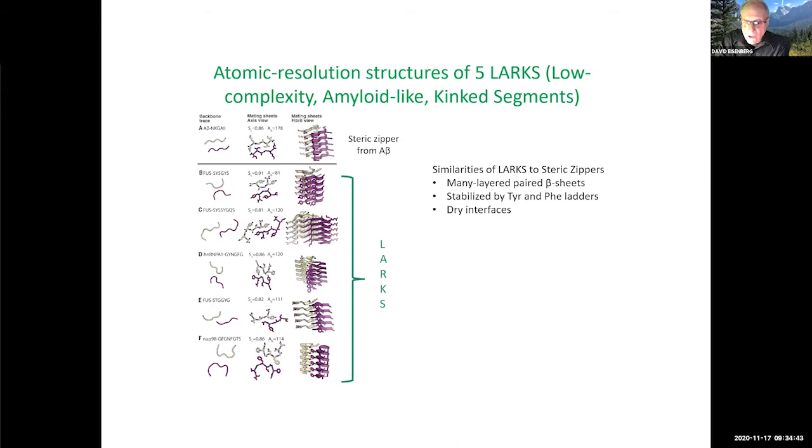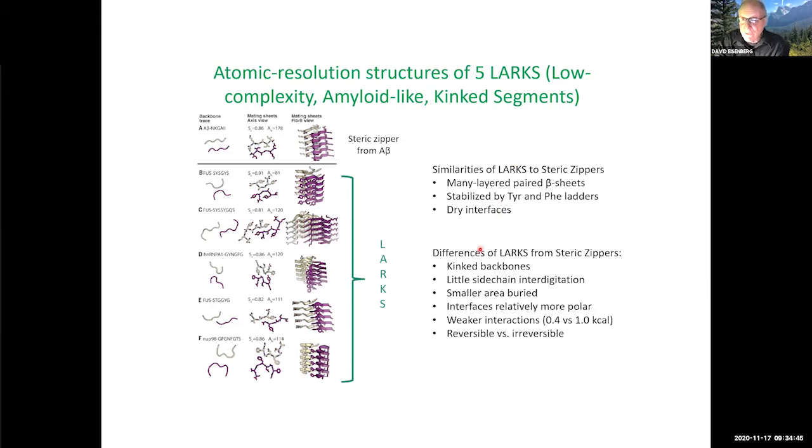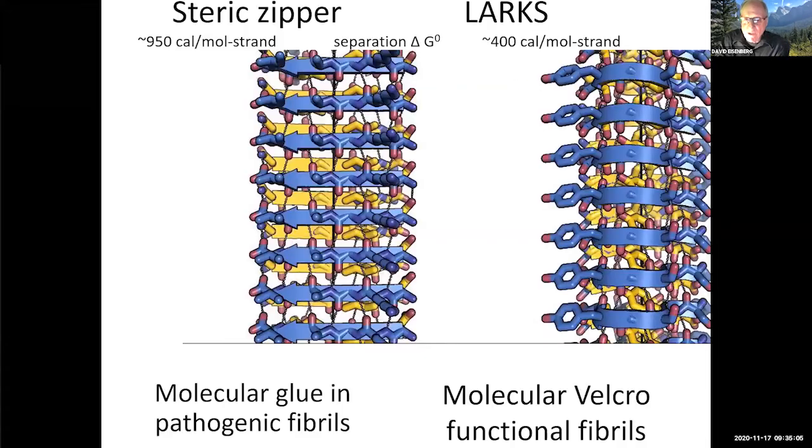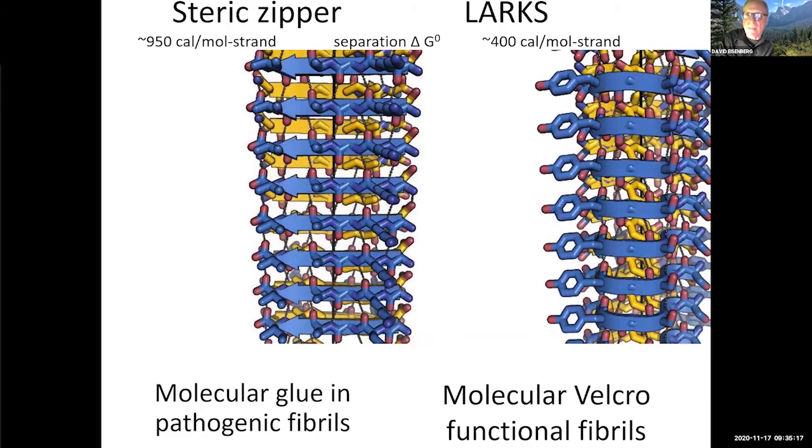But they also are distinctly different from steric zippers. Backbones are kinked. There's little side chain interdigitation. The area buried in the interface is relatively small and more polar. When we calculate the energies, they're a third to a half that of the steric zippers, and these structures are reversible.